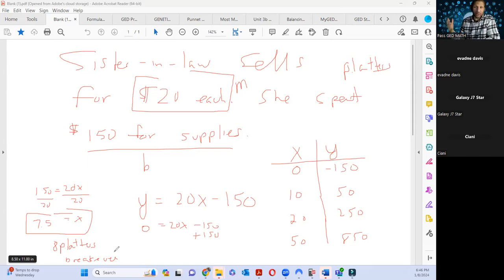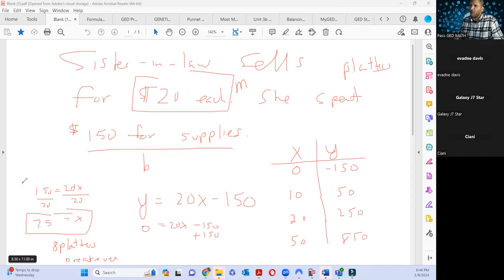Okay, so this is why you have to read each problem carefully. Is it plus 150? Is it minus 150? What's changing? That's my slope. That's why it's 20x. You were almost right. You just said 20x plus 150. But you've got to realize that 150 is an expense that's being taken away. So that's minus 150.